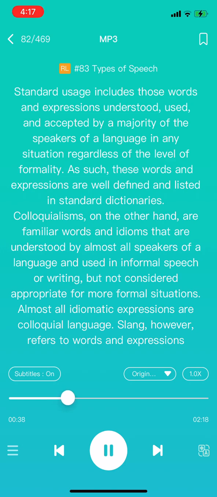Slang, however, refers to words and expressions understood by a large number of speakers but not accepted as good formal usage by the majority. Colloquial expressions and even slang may be found in standard dictionaries but will be so identified.